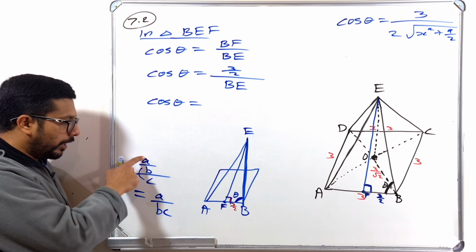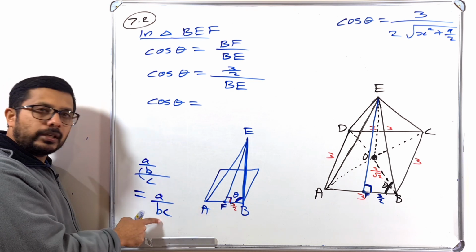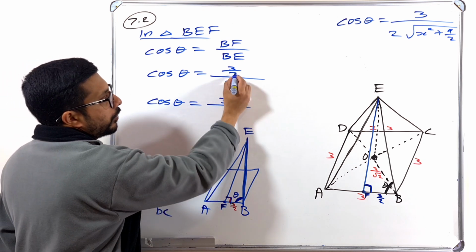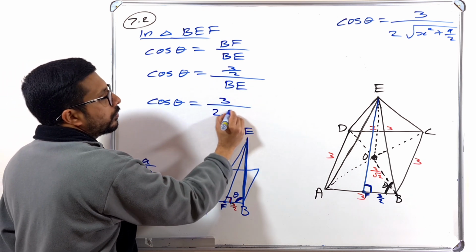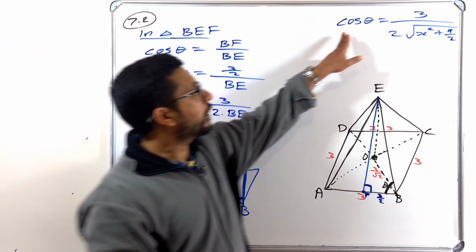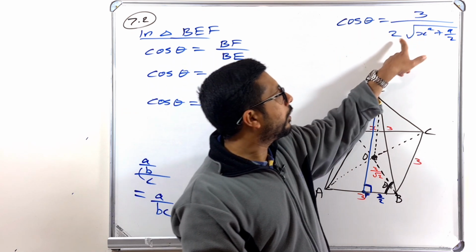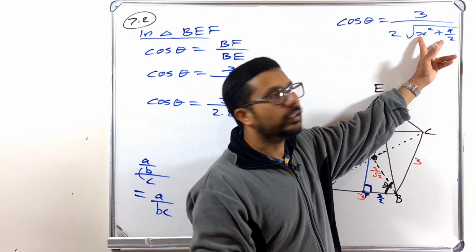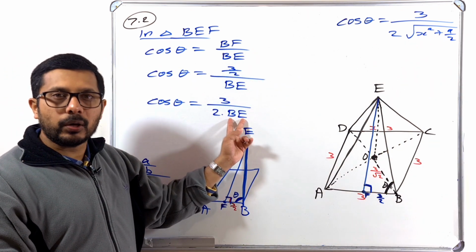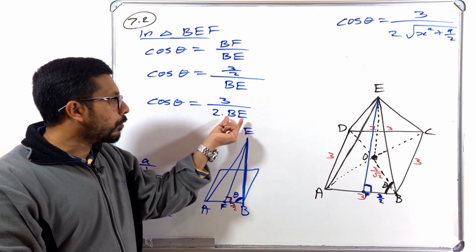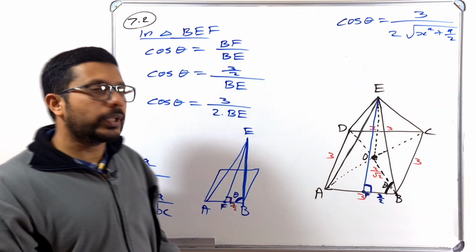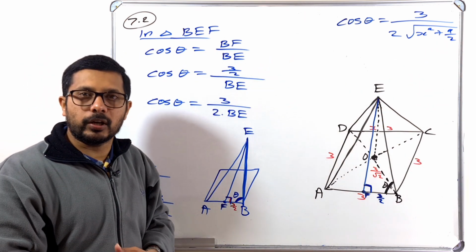You can write it like this: A by B divided by C, that is A by BC. Similarly, 3/2 divided by BE, that is 3 divided by, you just multiply these two, that is 2 into BE. Okay, so here we can see the one that we want to prove, 3 divided by 2 into BE. Now the next step, what I am going to think is, how can I prove that BE is root of x square plus 9/2? If I can prove that, then I'm done.